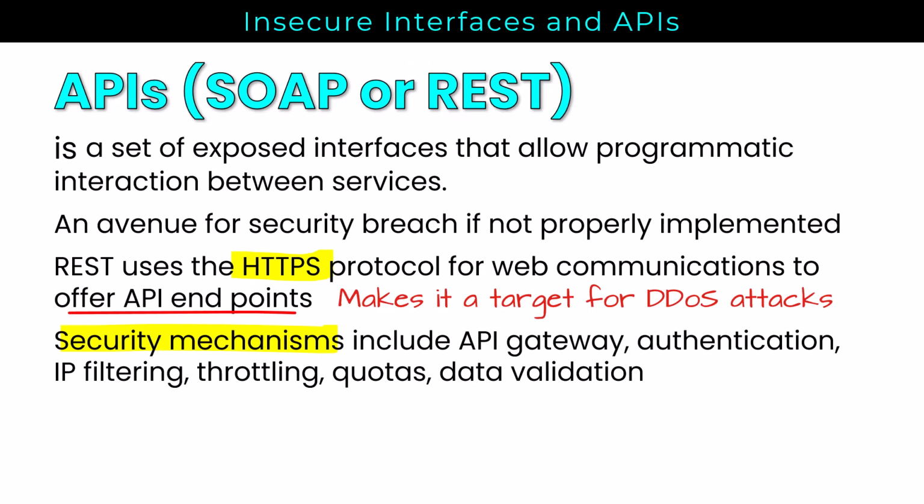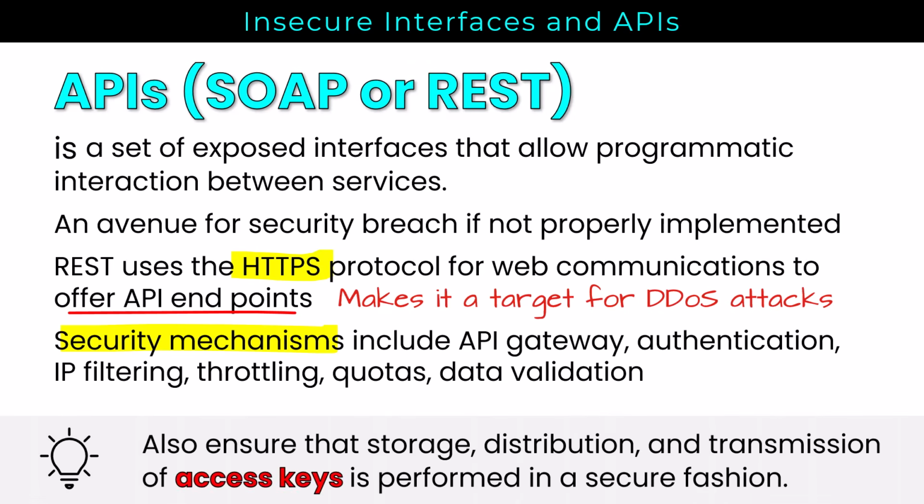Security mechanisms include API gateway, authentication, IP filtering, throttling, quotas, data validation. Most of your major CSPs offer a PaaS service that you can use to host and to secure your web services. And you'll also want to make sure that you store, distribute, and transmit your access keys for your APIs in a secure fashion.